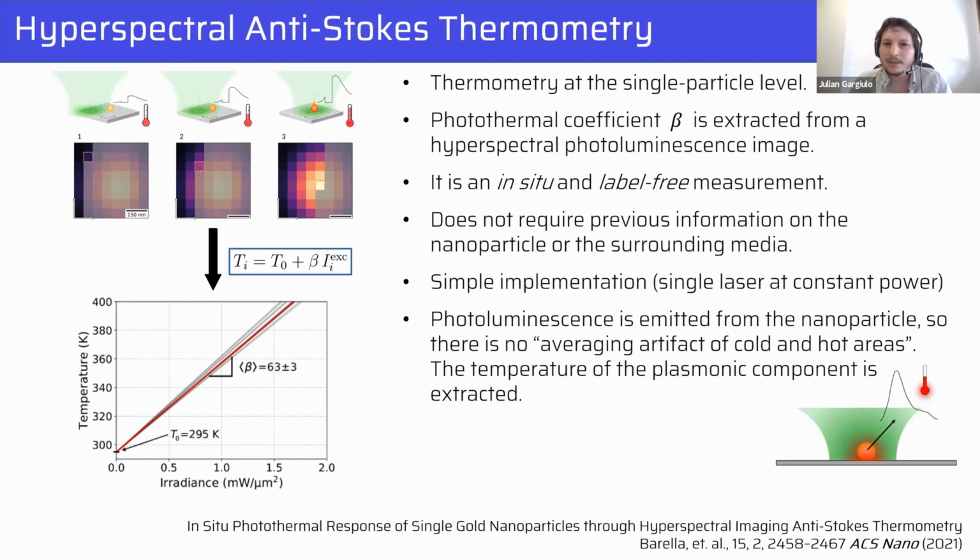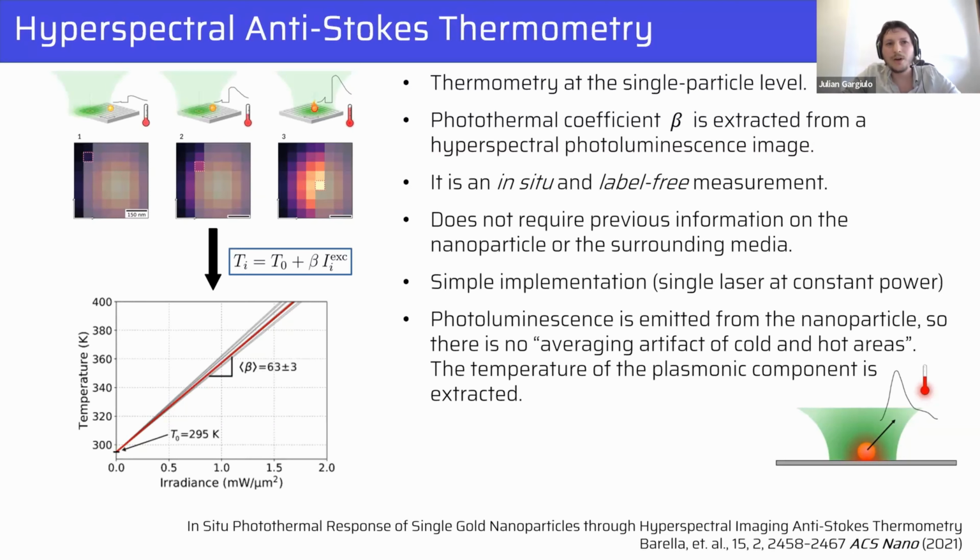It can be implemented with a single laser at constant power, and the photoluminescence is emitted from the nanoparticle, so there is no aberration artifact of cold and hot areas, because the temperature of the plasmonic component is extracted.